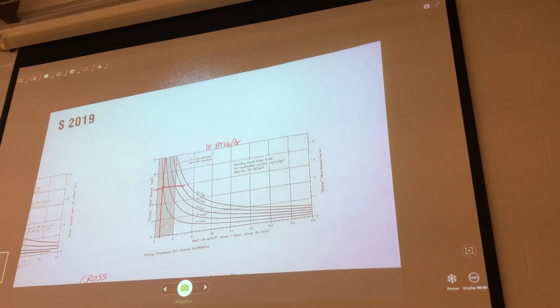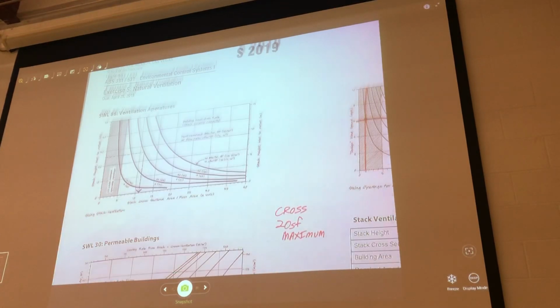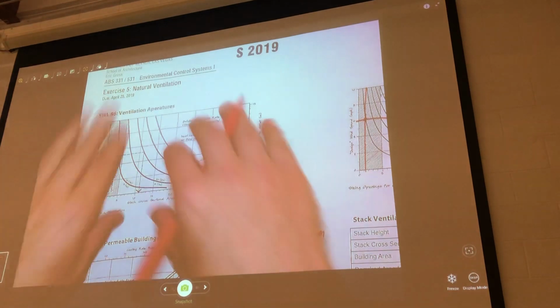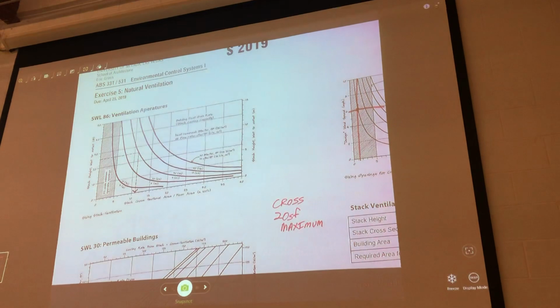Again, it would be incredibly simple if we just said, oh yeah, the other 4 BTUs are going to come from our stack ventilation. Again, wind doesn't work that way. We're going to need to oversize our stack ventilation in case the wind kind of shifts from one to another.